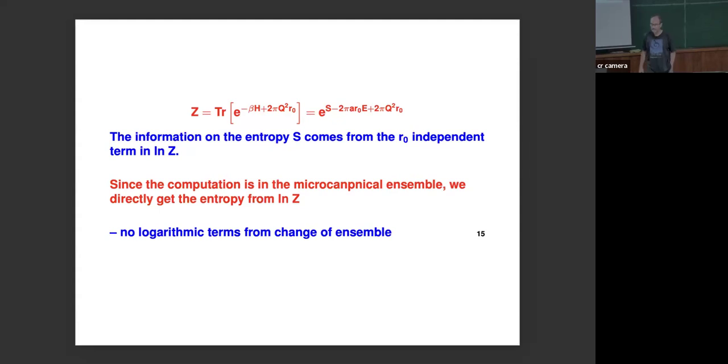So the counter term will just be a cosmological constant in the bulk. Yeah, that's right. Yeah, with a fixed coefficient times energy. Exactly.